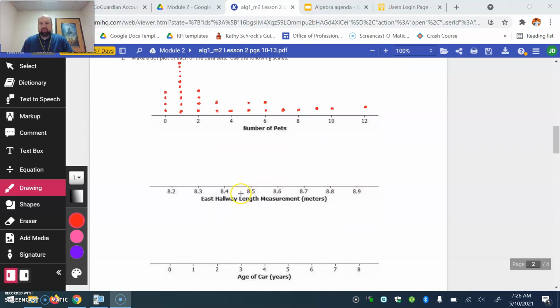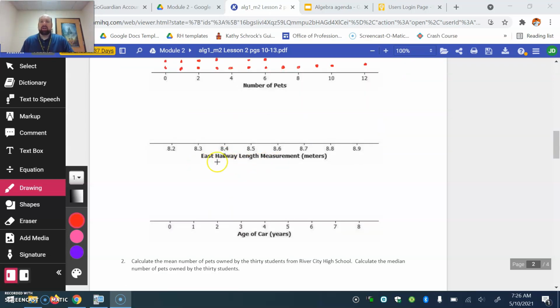So I want you to do the same thing with the other two sets of data. And then when we come back, we'll take a look at the results you have and mine and compare. Just make sure you check your work and make sure that it's accurate. I'll see you guys in a minute.